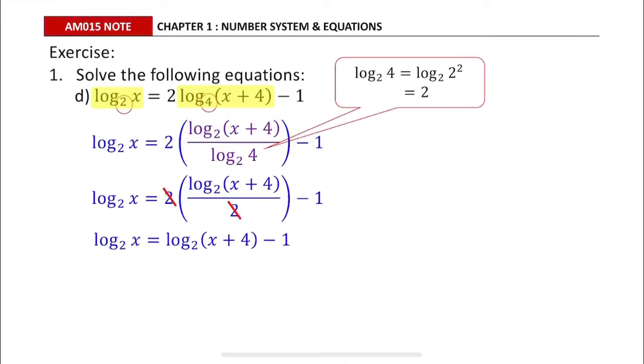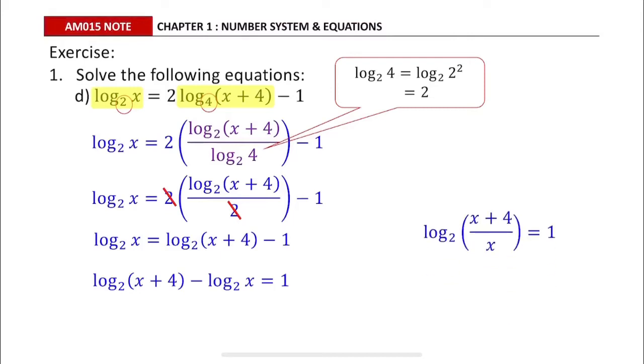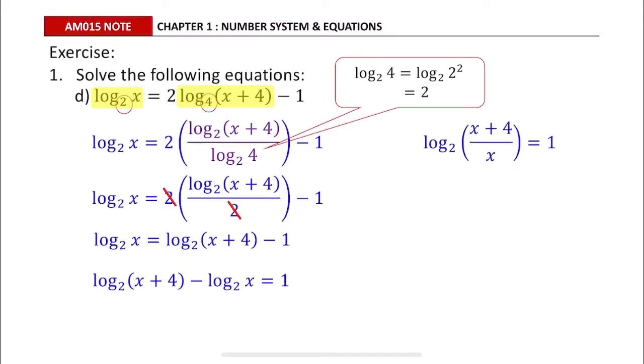Rearrange it so that both logarithms are on the same side. Then we can apply the quotient rule and express it as a single log. This log form must be changed to index form. Then only we can solve for x. You can make sure that this answer satisfies the equation by substituting the value of x into the equation, but it is not necessary to show the working solution.